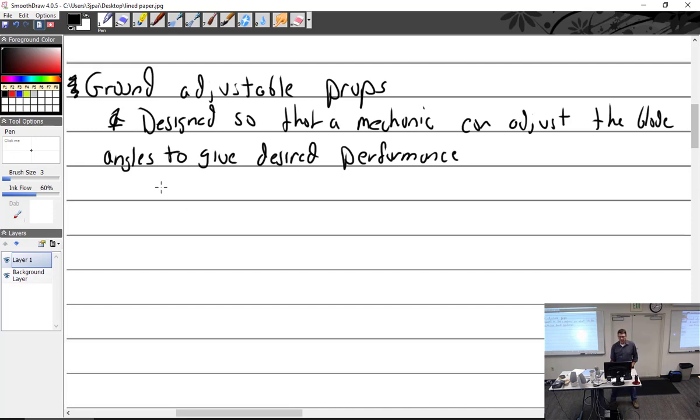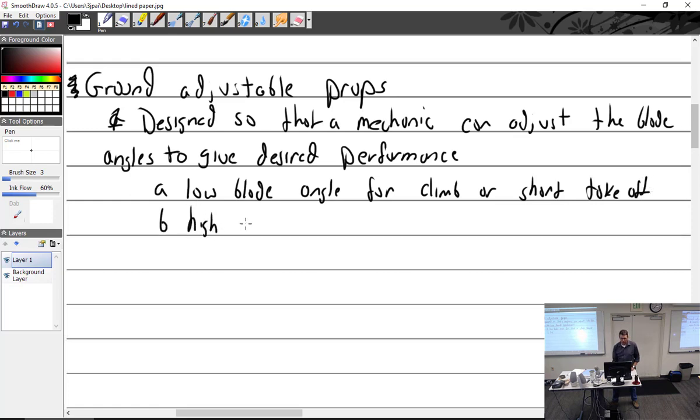That desired performance would be a low blade angle for climb or short takeoff. Or high blade angle for what? Cruise. Yep, put best cruise speed.